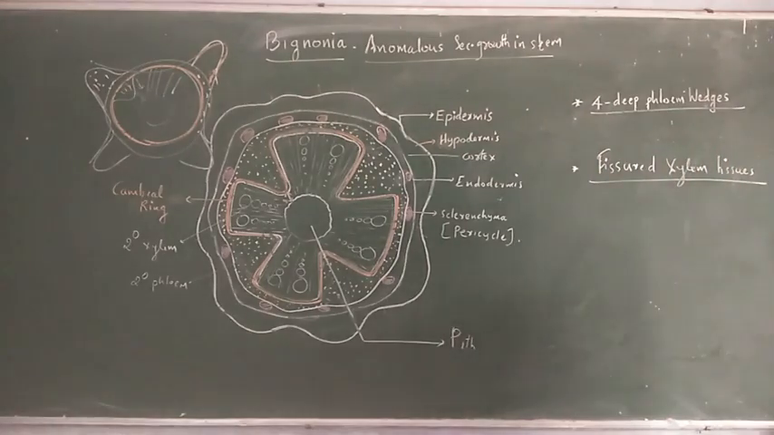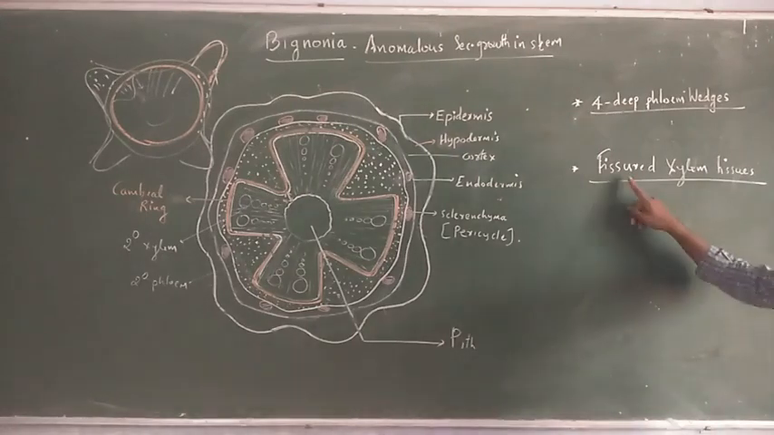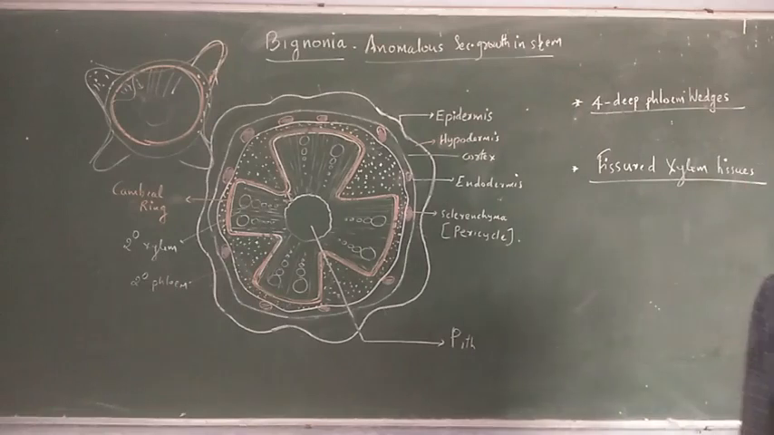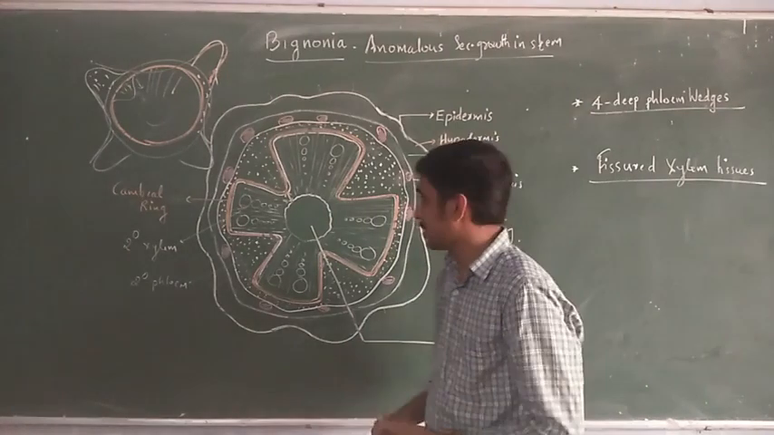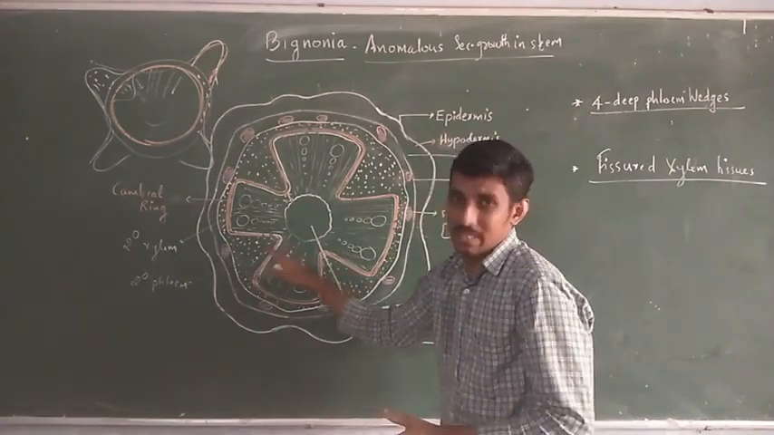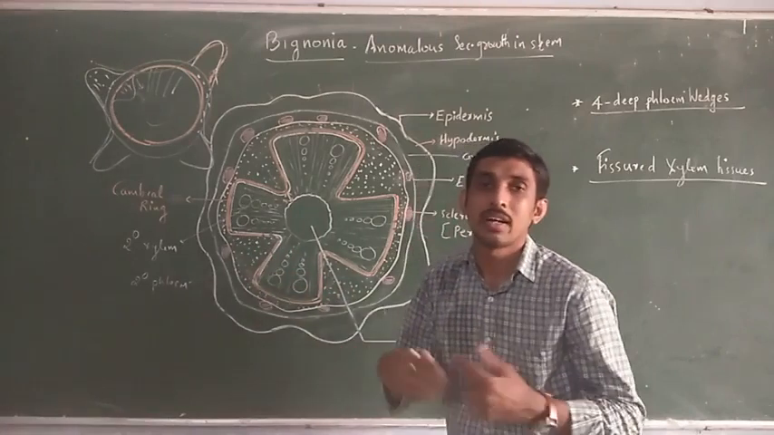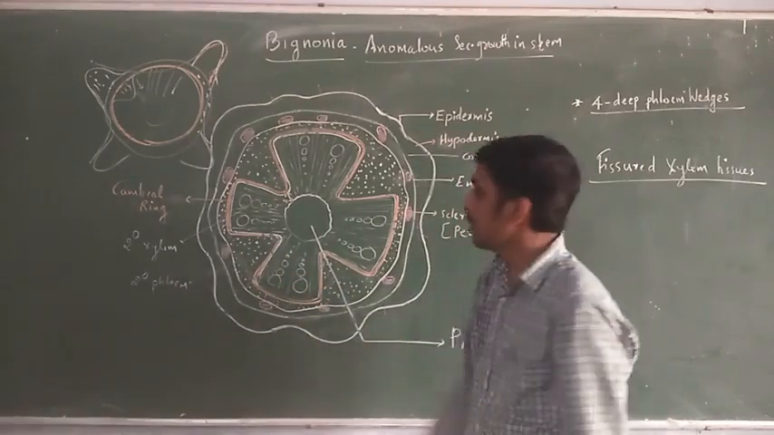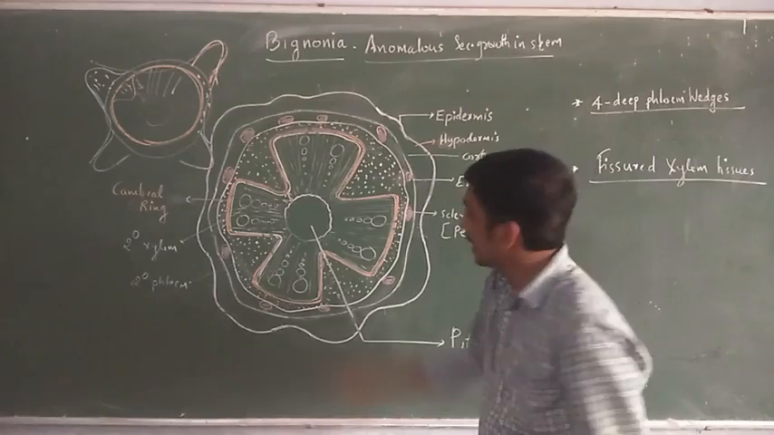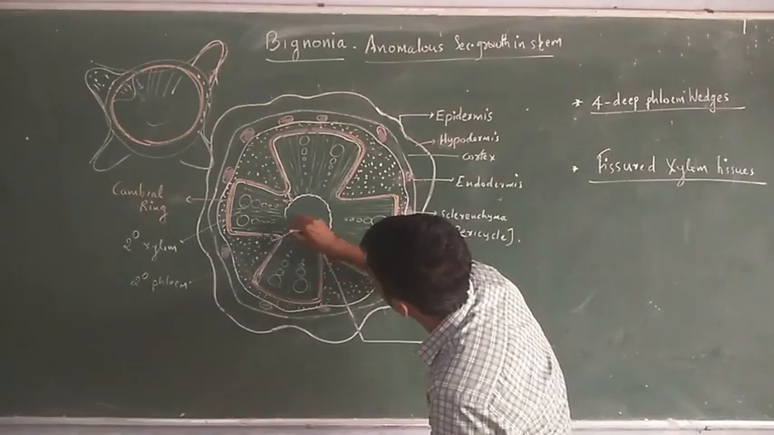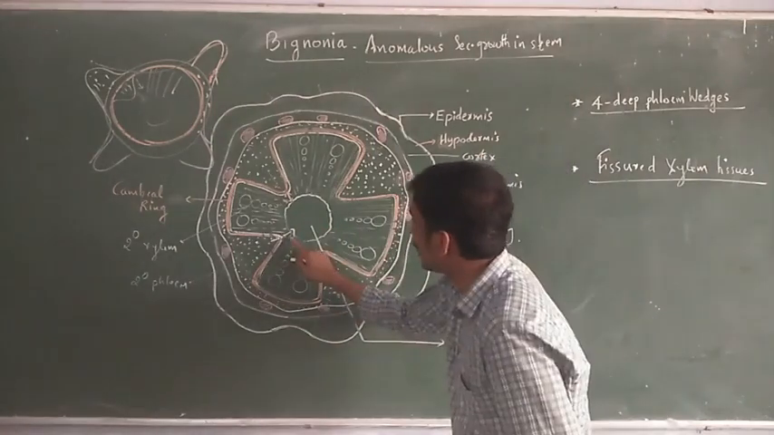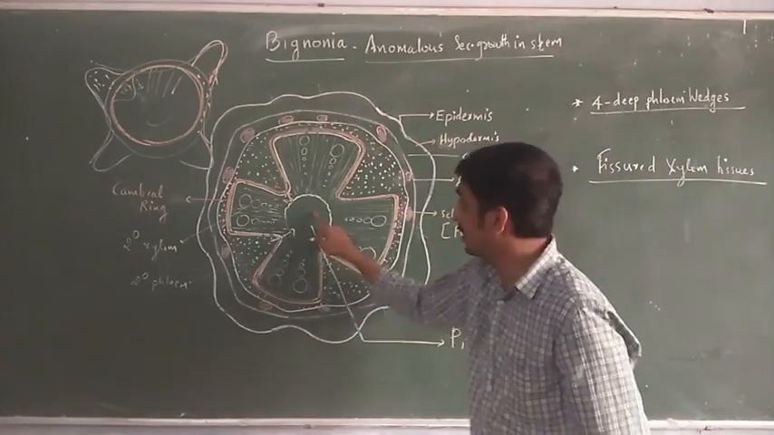And like that, the second peculiarity of this anomalous secondary thickening is the presence of fissured xylem. Fissured xylem. Just imagine if this pattern of secondary growth will continue. If it continues, then what will happen? These secondary phloem again move and touch up to the pith region.